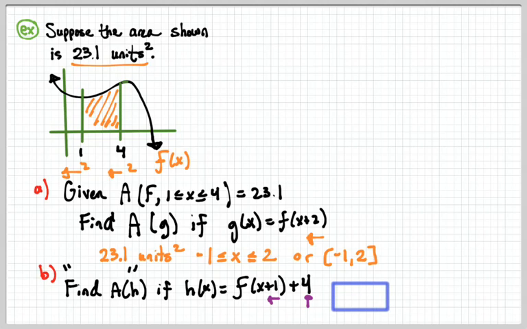We're going to be adding a rectangle. The rectangle has a height of 4. And since the base, go ahead and erase this. Since the base is 1 to 4, there's a difference of 3. Our base is 3, we'll be adding 12. So our total area will be 23.1 plus 12, which equals 35.1 units squared.